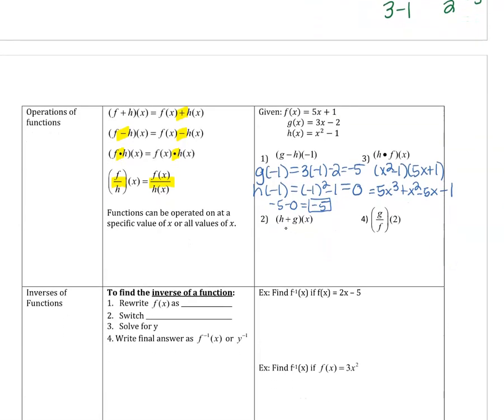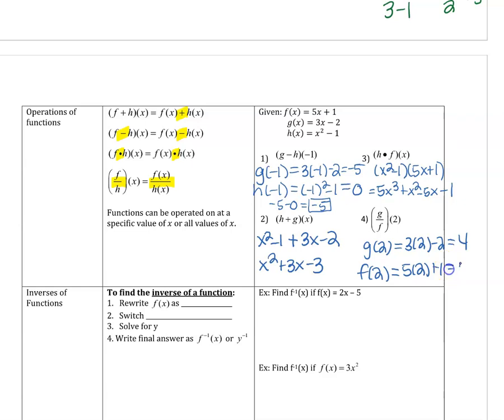Okay, this just wants me to add my functions for all values of x. So my h function is x squared minus 1. My g function is 3x minus 2. So that would be x squared plus 3x minus 3. And then lastly, this wants me to find what g of 2 is, find what f of 2 is, and then divide them. So my g function would be 3 times 2 minus 2, which is 6 minus 2, which is 4. My f function would be 5 times 2 plus 1, which would be 11. So this would be 4 elevenths.